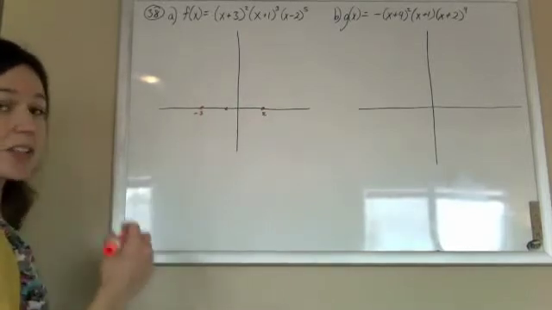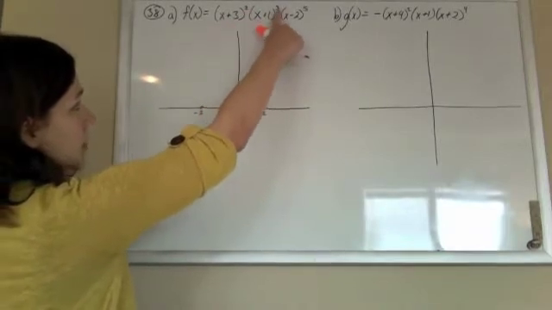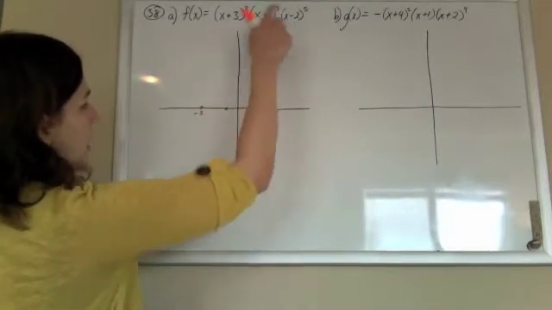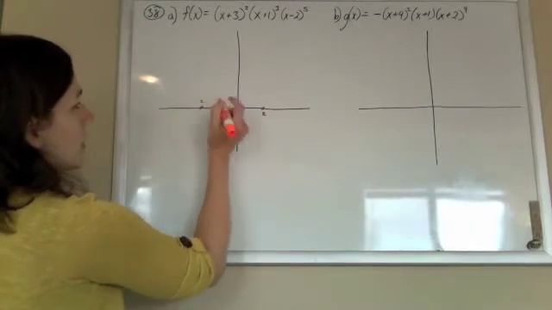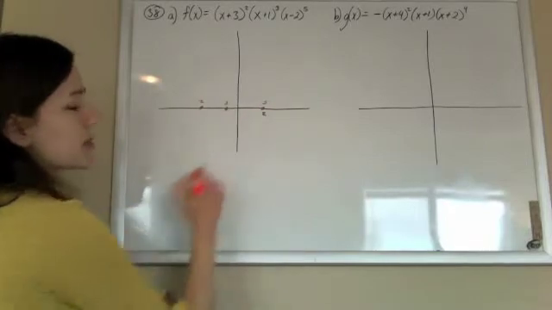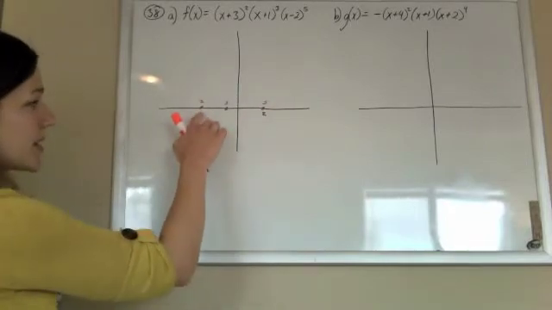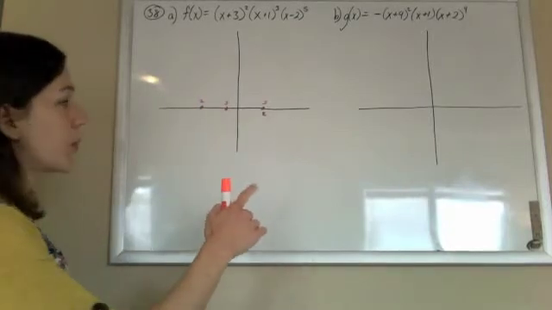Now what I like to do when I graph these, and other people do it differently, I like to mark the multiplicity by each 0. So this guy here had a multiplicity of 2, this guy here has a multiplicity of 3, this guy here had a multiplicity of 5. And that's going to tell me the behavior of the graph at each one of those points.